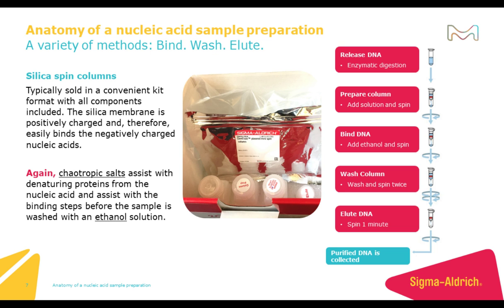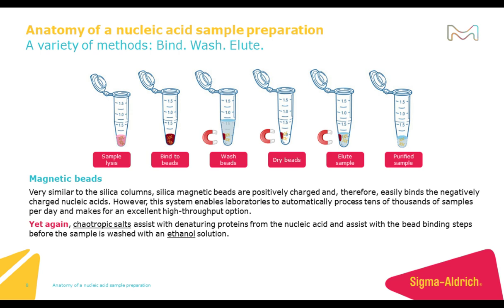One of the most common methods for nucleic acid isolation is using silica spin columns. This is widely used out of convenience where commercially available kits can be performed safely without a fume hood. The silica membrane is positively charged and therefore easily binds the negatively charged nucleic acids. Again, chaotropic salts assist with denaturing of the proteins from the nucleic acid and also assist in the binding steps to the membrane before the sample is washed with an ethanol solution and eluted in a final storage buffer. And so began the age of bind, wash, elute.